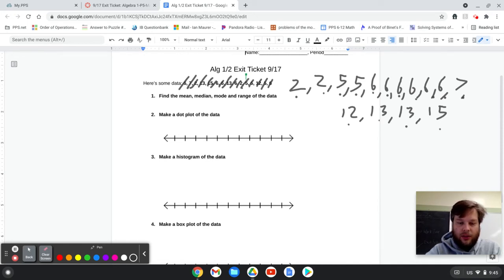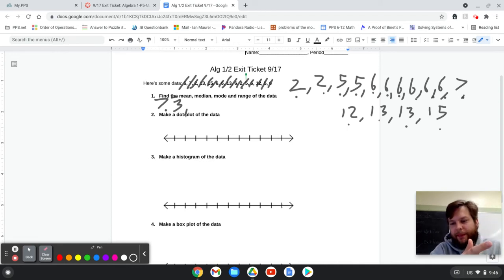Just use a calculator. So 2 plus 2 plus 5 plus 5 plus 6 plus 6 plus 6 plus 6 plus 6 plus 6 plus 7 plus 12 plus 13 plus 13 plus 15. You should get 110 as your total. So divide by 15 numbers. Your mean would be 7.3 repeating. Don't round it to the nearest whole number. At least do 2 decimal places. So 7.33, or you could put the line on top. So the mean is 7.33.